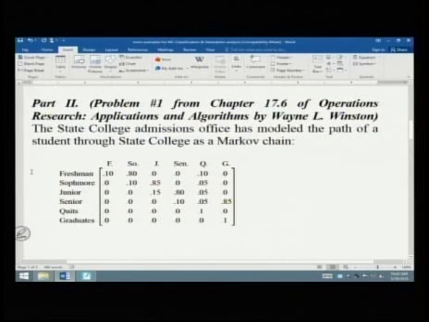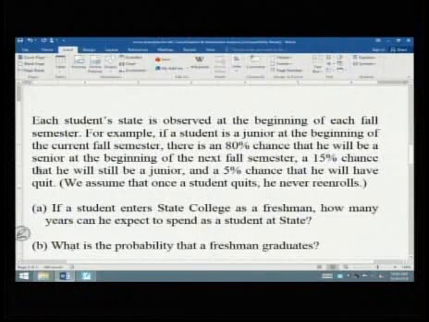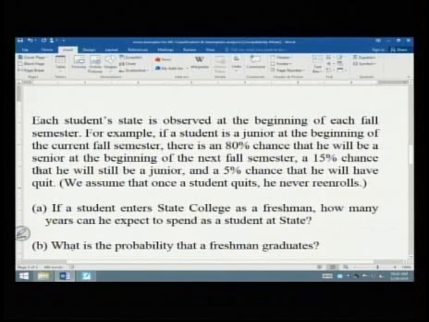Okay, now let's work on this. The State College Admissions Office has modeled the path of a student through State College as a Markov chain here. Each student's state is observed at the beginning of each fourth semester. For example, if your student is a junior at the beginning of the current fourth semester, there is an 80% chance that he will be a senior at the beginning of the next fourth semester.